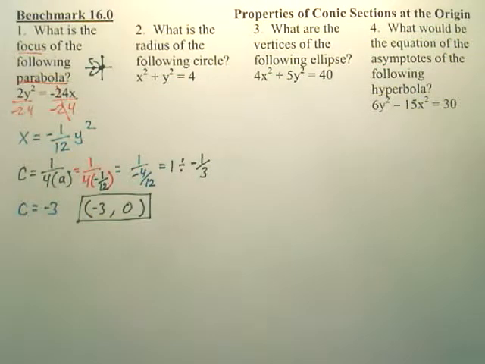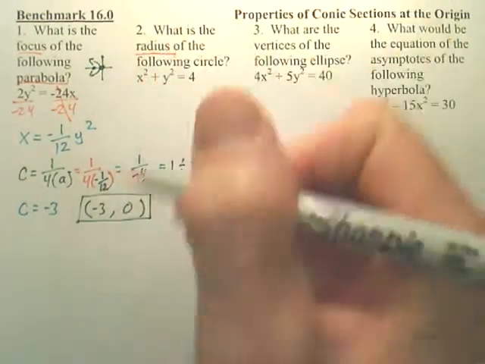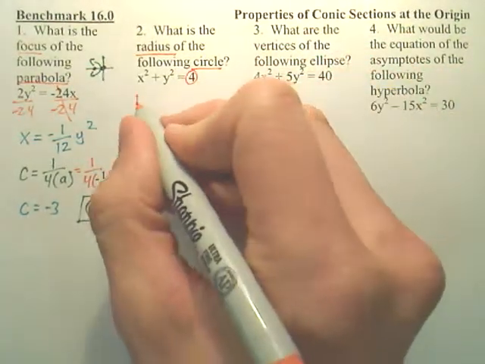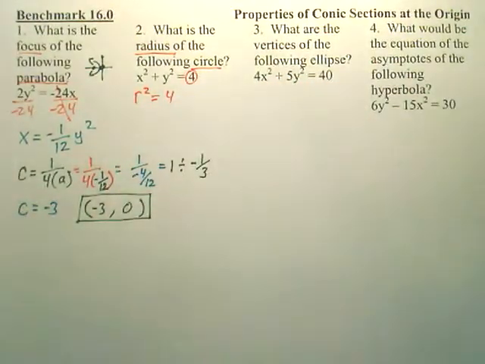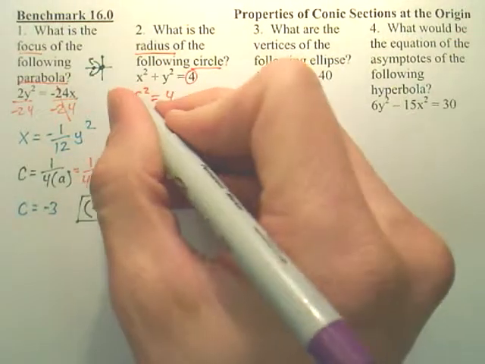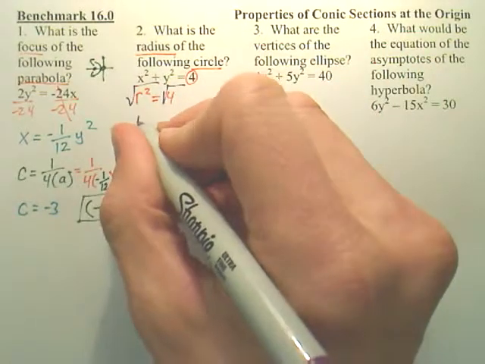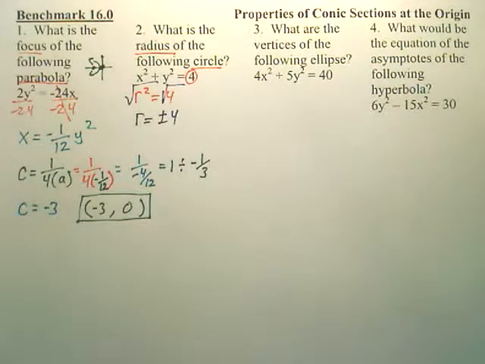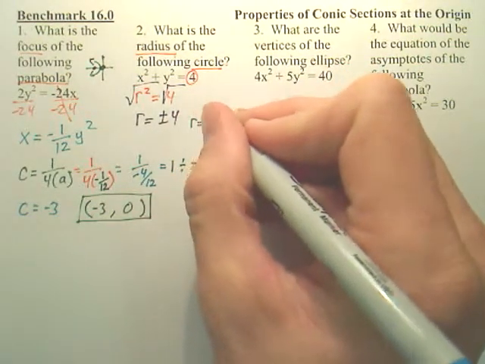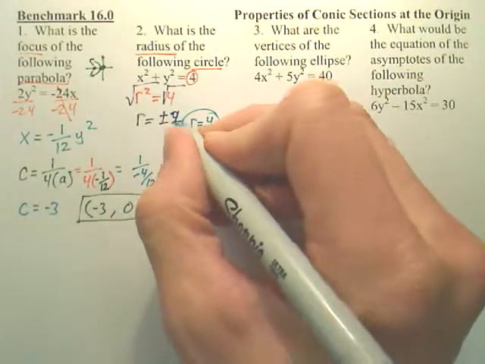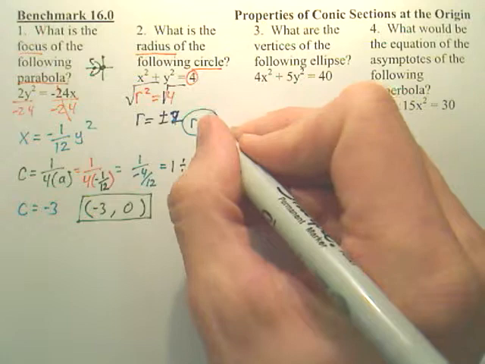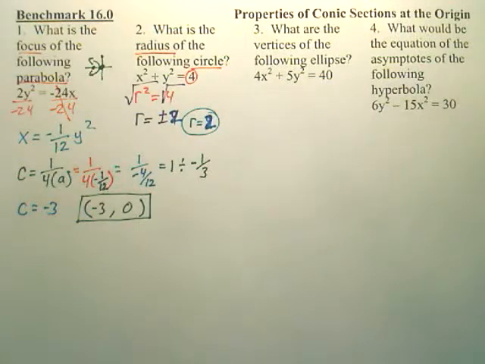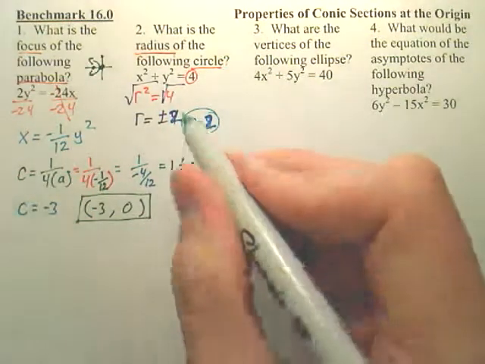Now, for number 2, I want the radius of a circle. So the radius of a circle is just simply this. That's r squared. Now if I want r, I square root both sides. When I square root it, I get r equals plus or minus 4. Now do I need the minus? Not really. So the radius is just going to be 4. Oh, that's dumb. The square root of 4 is 2. I made a mistake. Okay, the square root of 4 is 2, so plus or minus 2, so your radius is just 2. Okay, so the radius is 2.